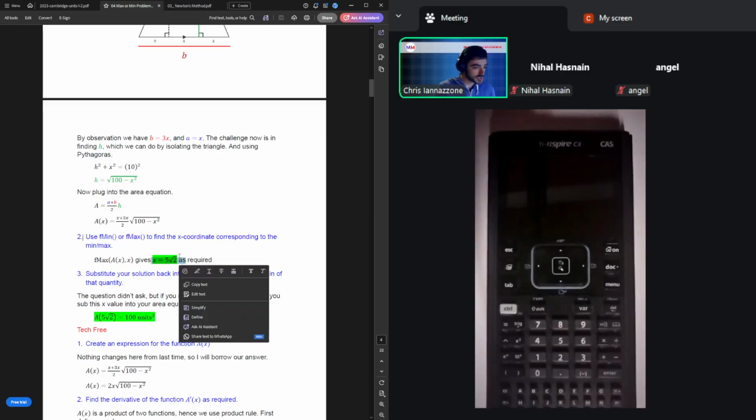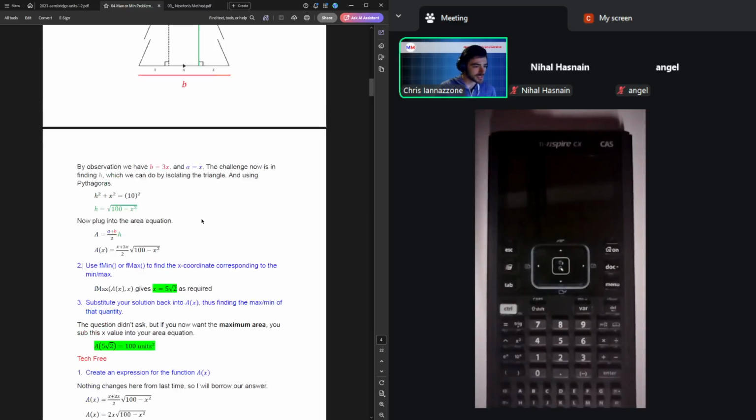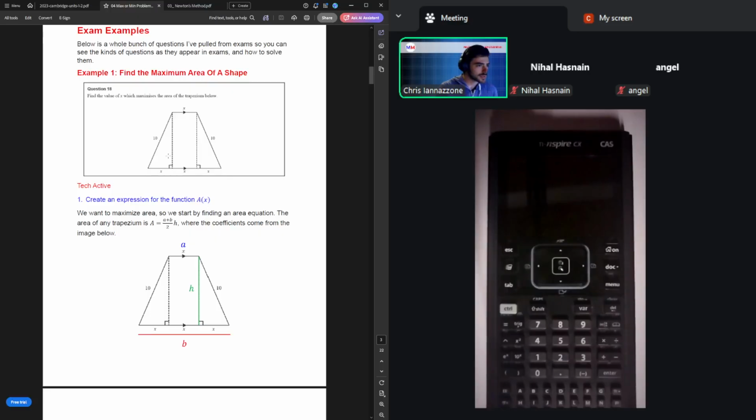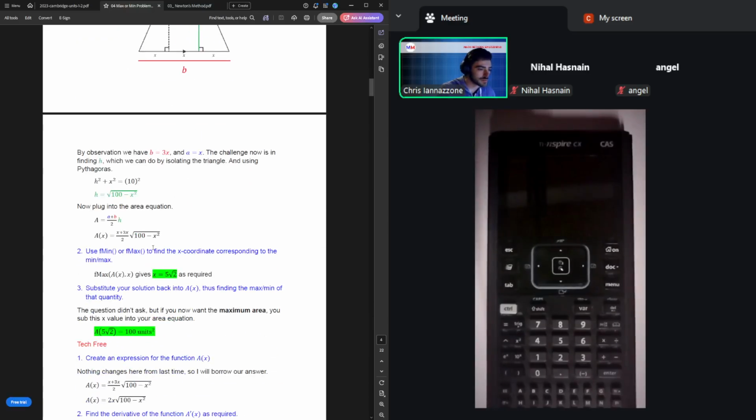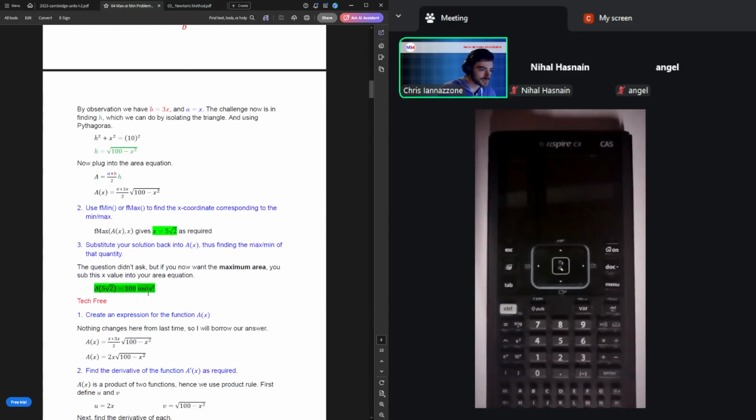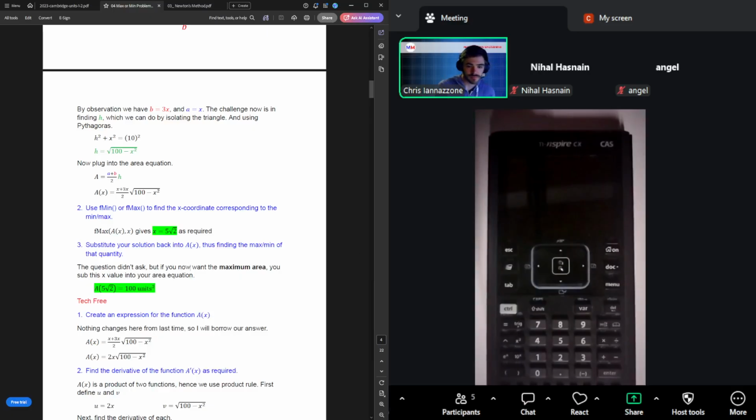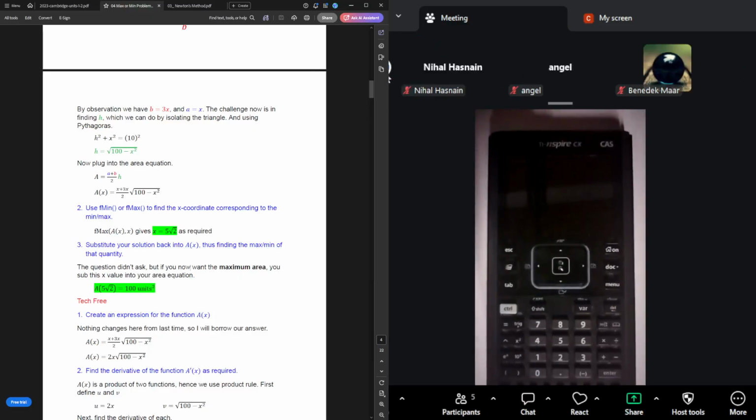The answer that you're supposed to give for this one here is going to be specifically x equals 5 root 2, and it is going to be unitless since none of these have any units on them. Remember, I said find the value of x, not find the maximum area. If it did ask for the maximum area, you would be just substituting that back into your area formula.